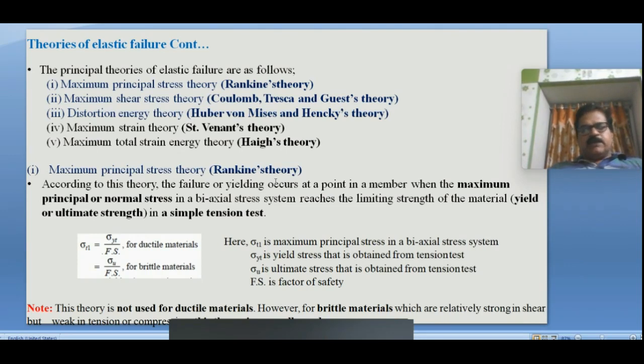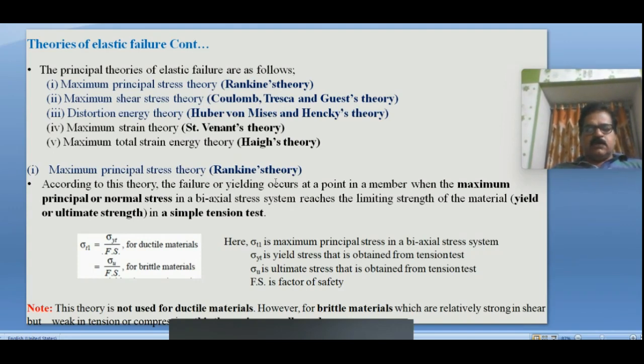The first one is maximum principal stress theory. According to this theory, the failure or yielding occurs at a point in a member when the maximum principal or normal stress in a biaxial state of stress reaches the limiting strength of the material, that is either the yield strength or ultimate strength in a simple tension test.